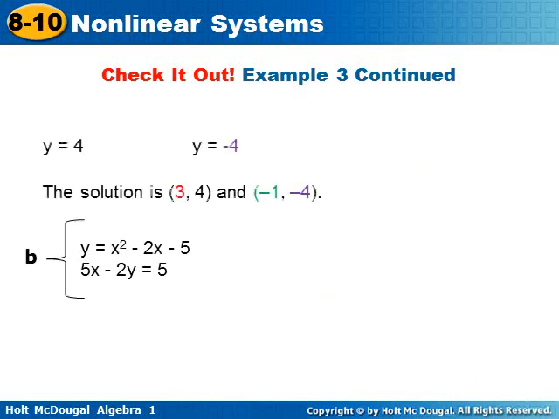So we have y equals 4 and y equals negative 4, so the solutions are (3, 4) and (negative 1, negative 4). For B, we have y equals x squared minus 2x minus 5 and 5x minus 2y equals 5. This is still elimination. This is for you to try on your own, and then you can check back for your answer.